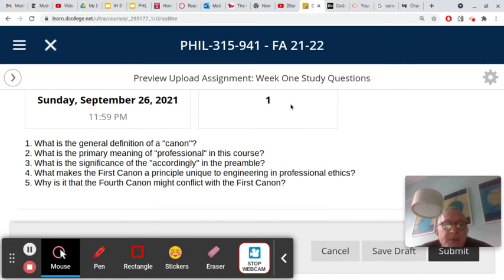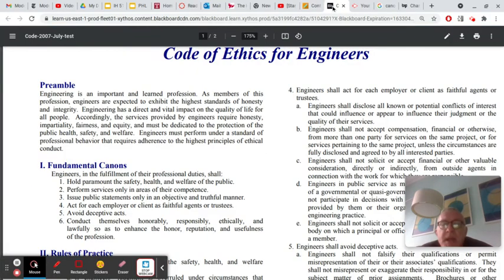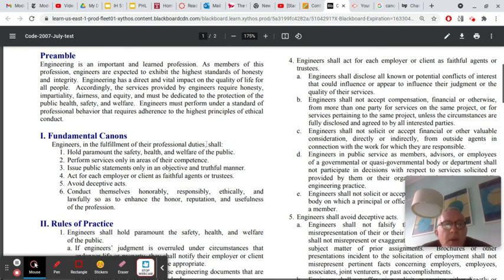Number 4, what makes the first canon a principle unique to engineering and professional ethics? Well, the answer to that is that the engineer has an obligation to the entire public. There's nothing that I know of in any other professional ethics that makes the professional beholden to the world at large. Hold paramount the safety, health, and welfare of the public, which basically means everyone.